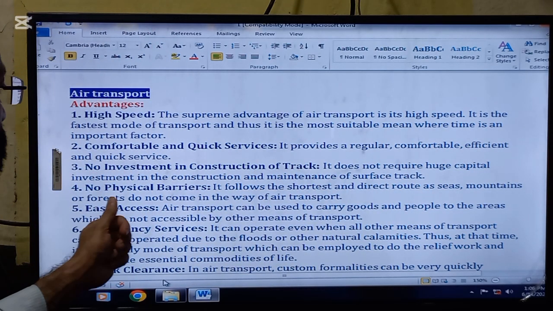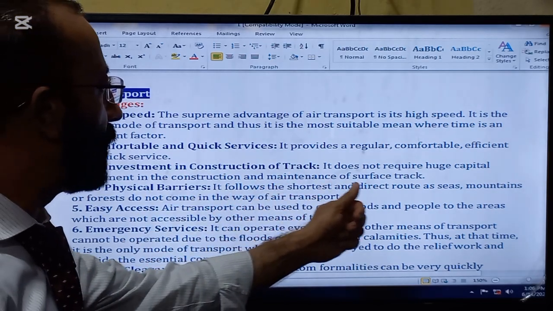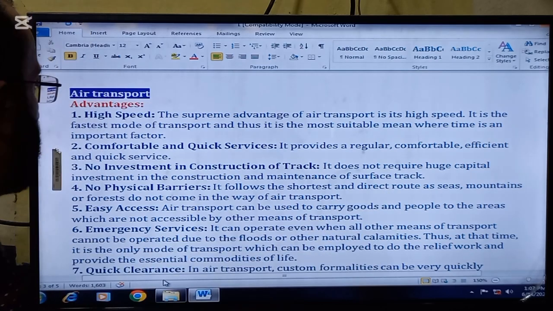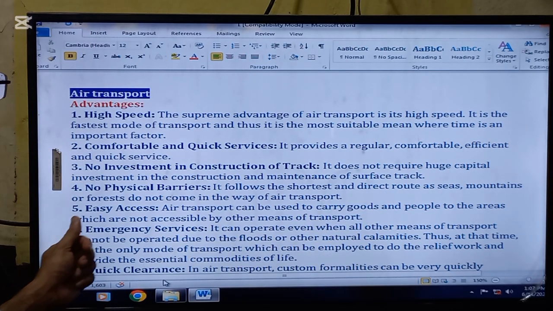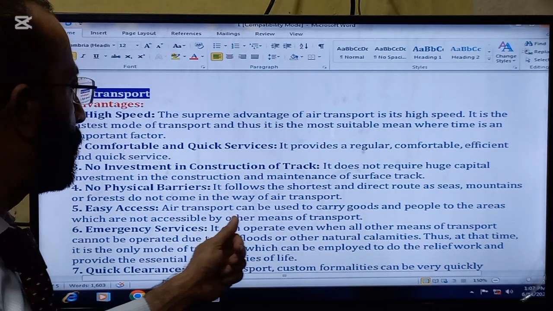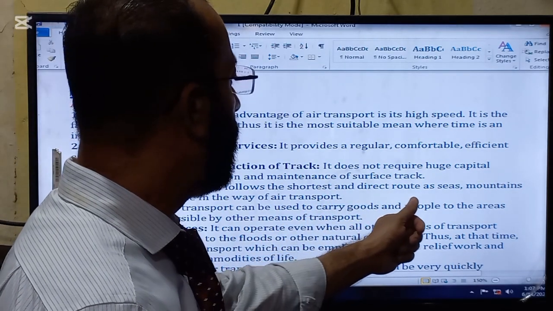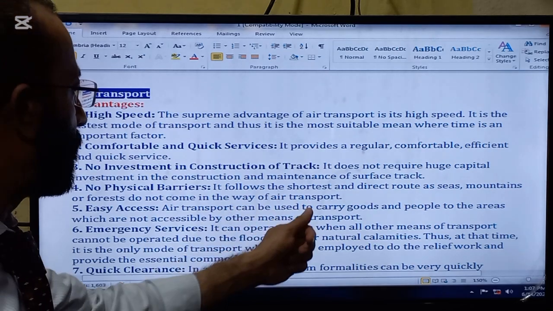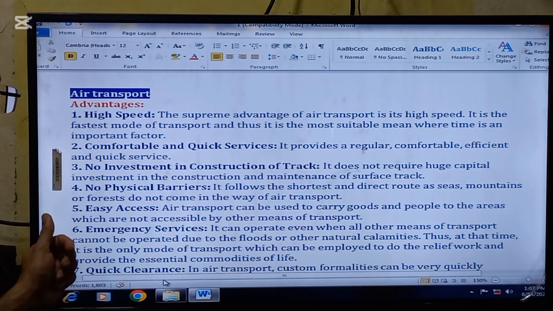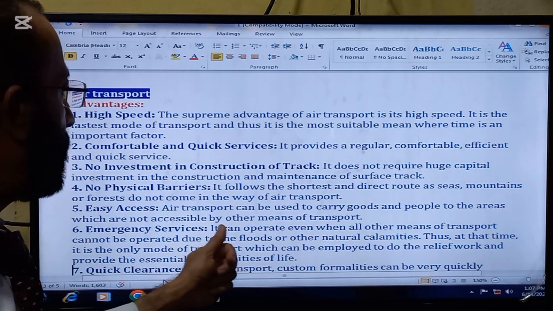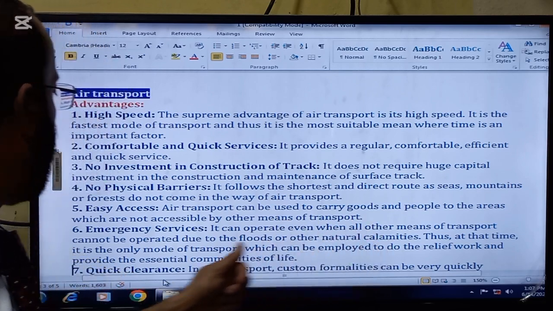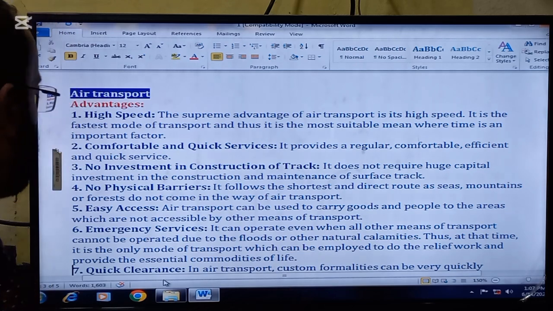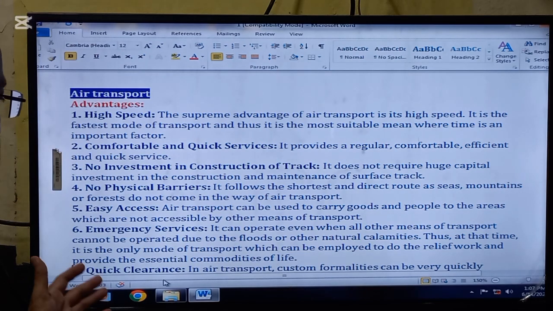Next is no investment in construction of the track. It does not require huge capital investment in the construction and maintenance of the surface track. Next is no physical barrier. It follows the shortest and direct routes as sea, mountains or forests do not come in the way of air transport. Next is easy access. Air transport can be used to carry goods and people to the areas which are not accessible by other means of transport.